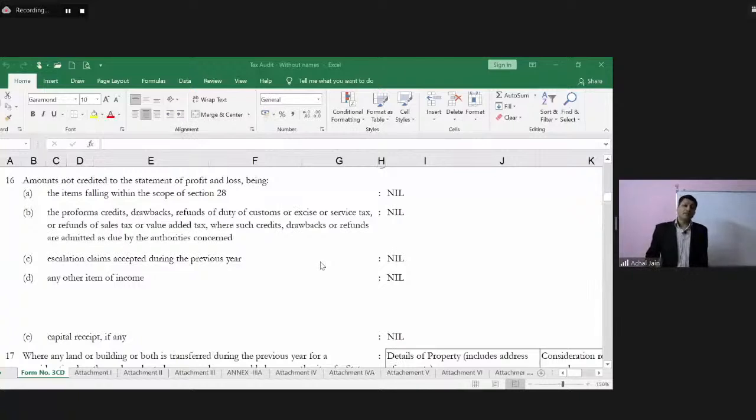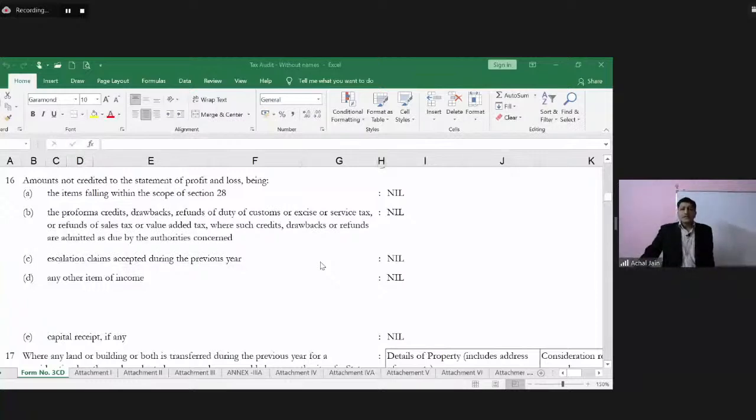If any of them have not been routed through P&L, that means the next check will be not only to get into those ledgers or the books of accounts, but also to trace them to the P&L. If those are already taken to the P&L, then those will not appear over here. But if those are not taken to the P&L, then those are required to be recorded over here.